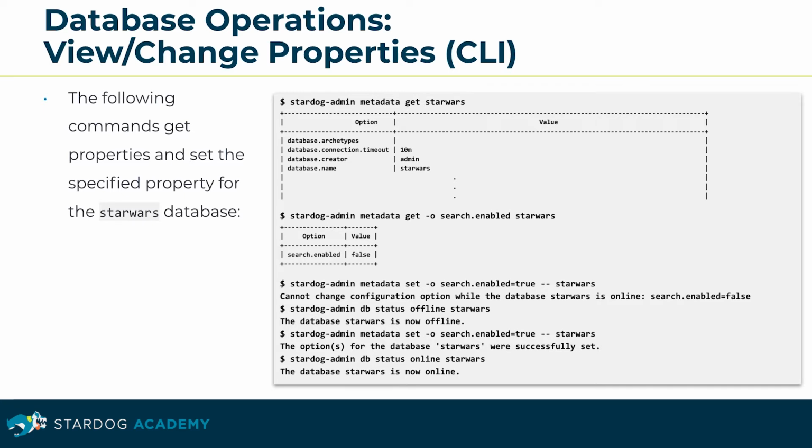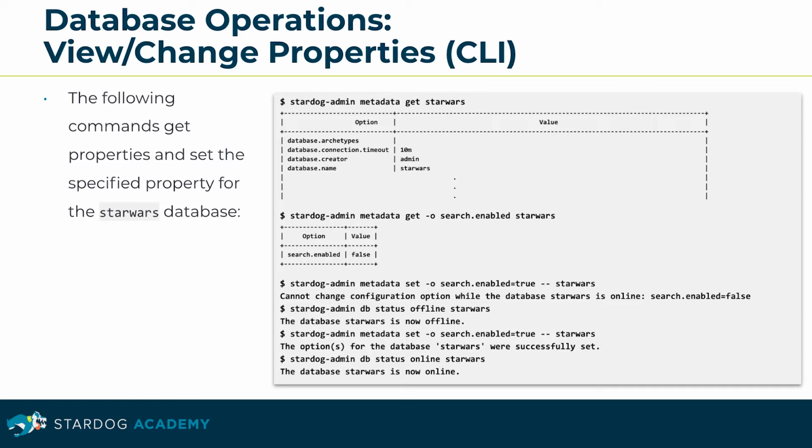property. To change the value of a database property, use the metadata set command. For example, stardog-admin metadata set -o search.enabled=true -- StarWars. Use -- to separate the list of options from the database name. Since the database needs to be offline in order to change the search.enabled property, first issue the command to set the database offline. stardog-admin db status offline StarWars.